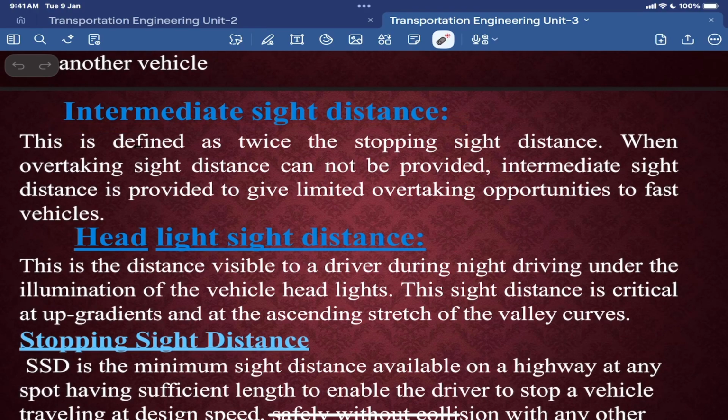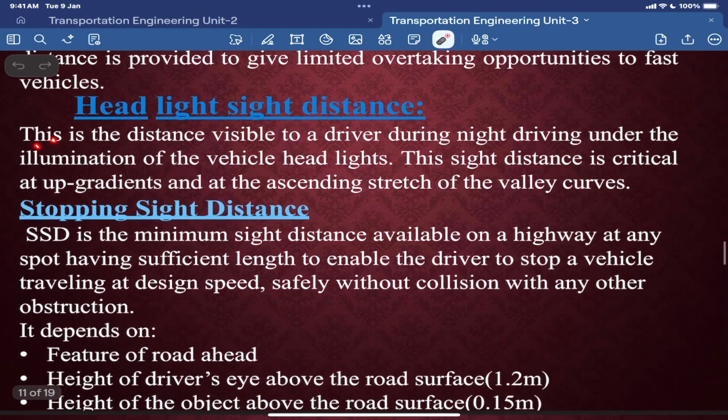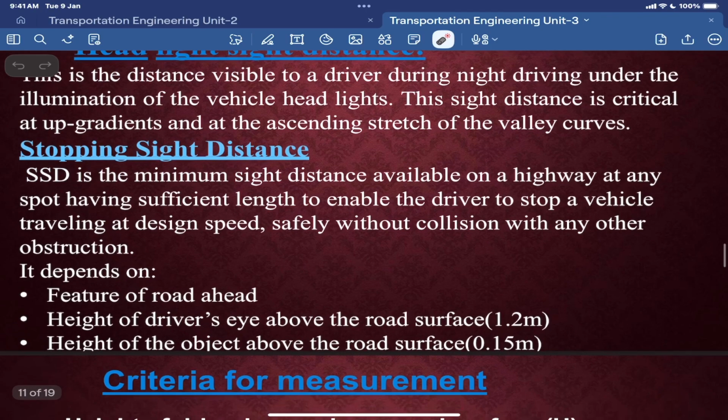Intermediate sight distance. This is defined as twice the stopping sight distance. When overtaking sight distance cannot be provided, intermediate sight distance is provided to give limited overtaking opportunities to fast vehicles. Headlight sight distance. This is the distance visible to a driver during night driving under the illumination of the vehicle headlights. This sight distance is critical at up gradients and at the ascending stretch of valley curves.